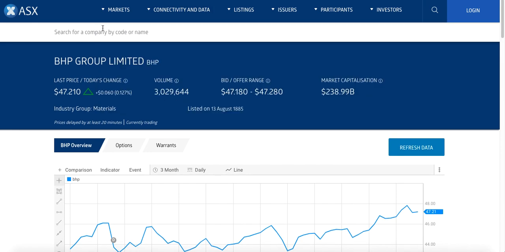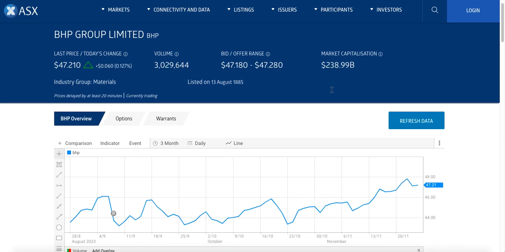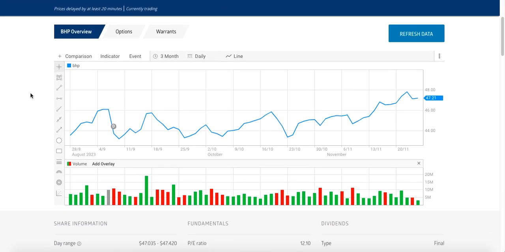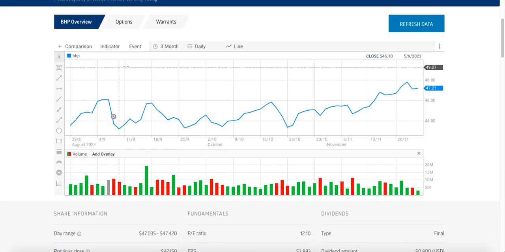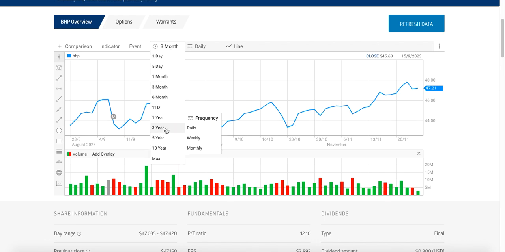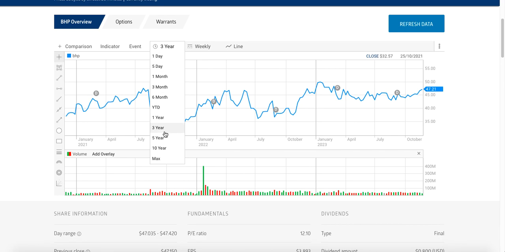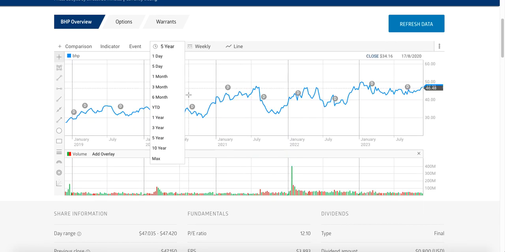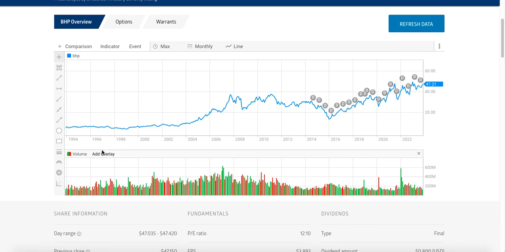After typing BHP into the ASX, it comes up with information here: last price, volume, bid offer range, and market cap. If we go down a little bit further, we get a graph which is showing the price of BHP over a 3-month period. We can change this to whatever we like: 3 years, 5 years, and even maximum. So maximum will take us back to 1994. So 1994 through 2023.